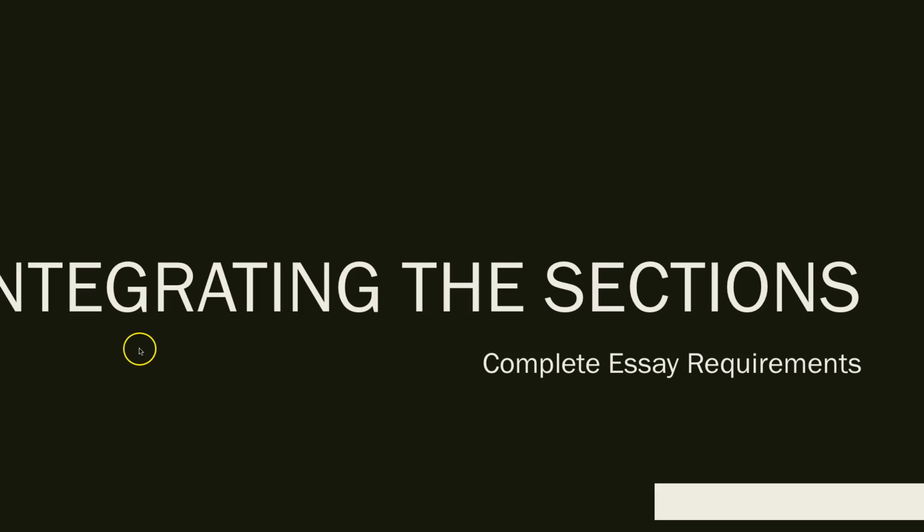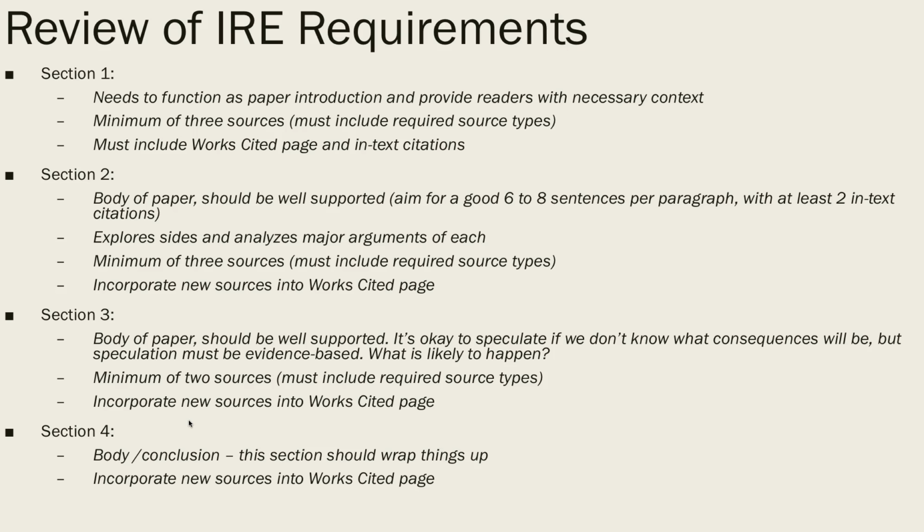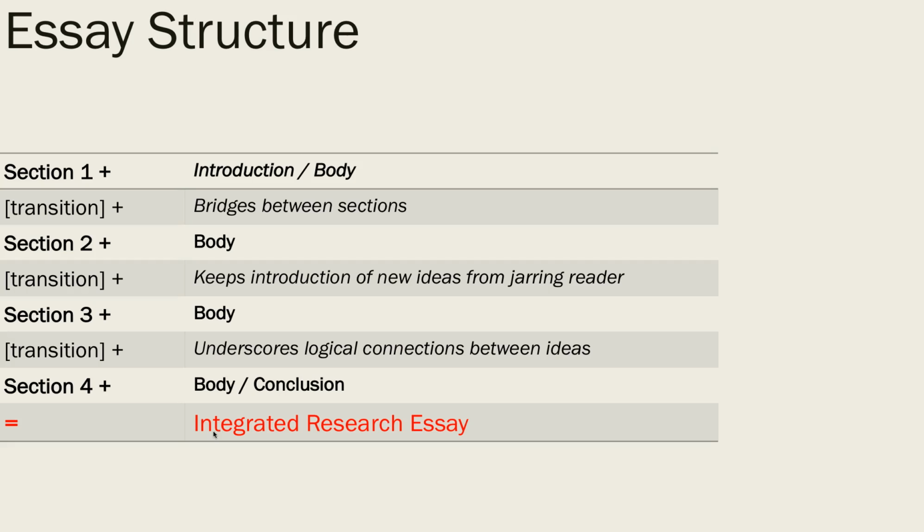Section three, again, is the body of the paper, and you'll have a minimum of 2 sources, and you incorporate the new sources into the works cited page. Your section four is like the conclusion, as I mentioned. You start to wrap everything up, and you include the new sources into the works cited page. Note that the works cited page is not part of the page count. So, essay structure: section one, introduction, you merge into section two, you merge into section three, you merge into section four, and you conclude.